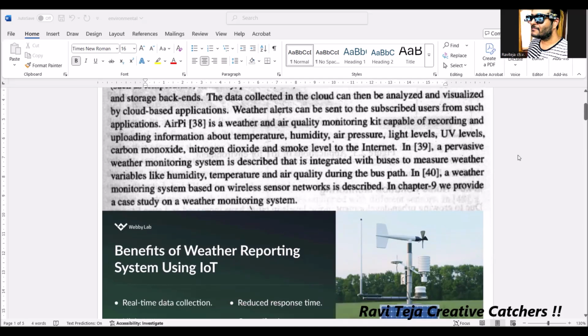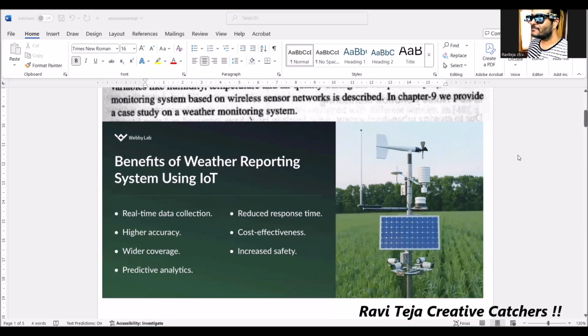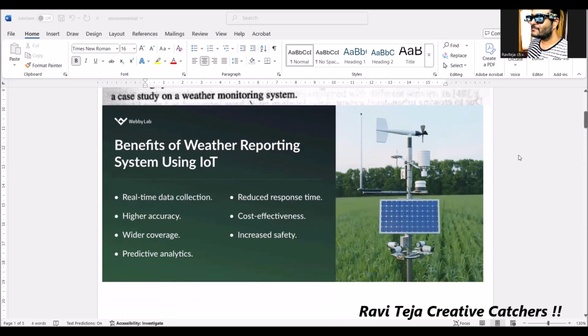Okay, now coming to the benefits of a weather reporting system, we can have real time data. The real time data can be collected 24 by 7, and the data will also have higher accuracy, wider coverage will be there, and analytics will be very much predictive. We have a very fast response time, so there won't be much delay between the real time scenario and the data we are getting. So the response time will be very much fast.